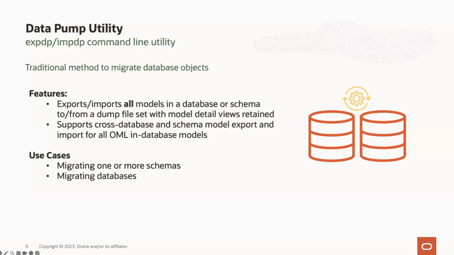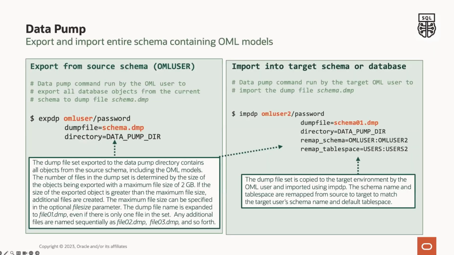In this scenario, all OML models are supported for import and export. It is best suited for when migrating a schema, multiple schemas, or moving to another database. So here's an example of exporting a schema from a source environment to a target environment. The target schema can reside in the same database that is used for export or another database.